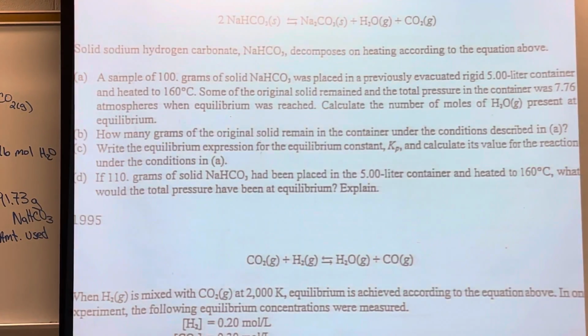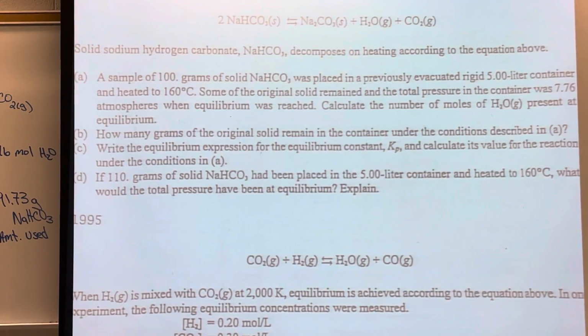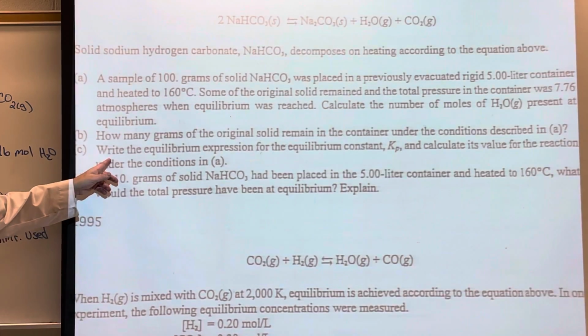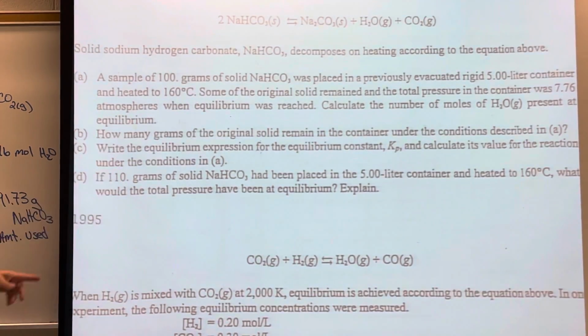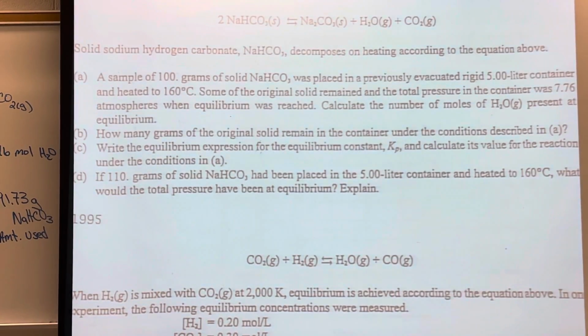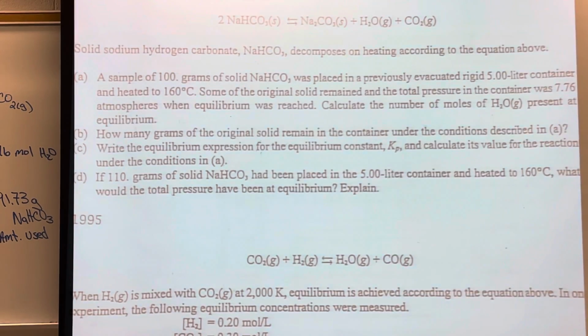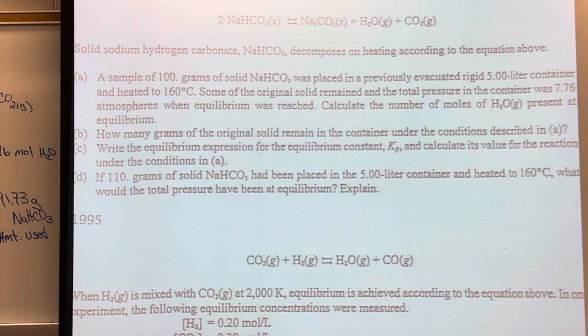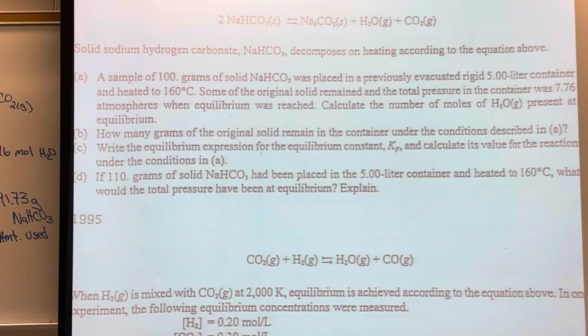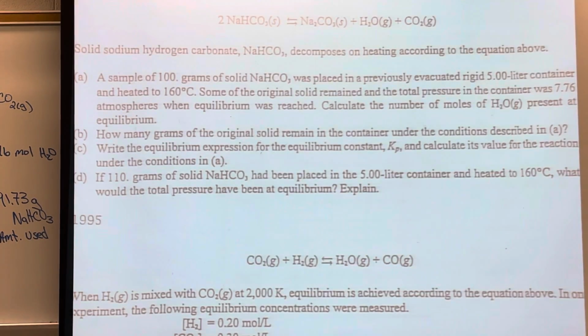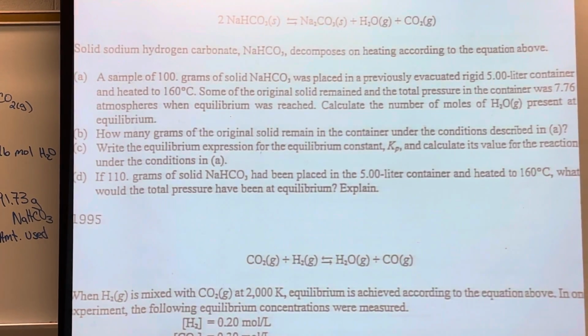Now here's a good equilibrium question. Okay? So write the equilibrium expression. We can do this. Well, what's the only equilibrium expression going to be on this one? That's right. It's going to be, we want Kp. It's going to equal the pressure of the H2O times the pressure of the CO2, because remember, we ignore solids and liquids in the equilibrium expression. So write the equilibrium expression and calculate its value.